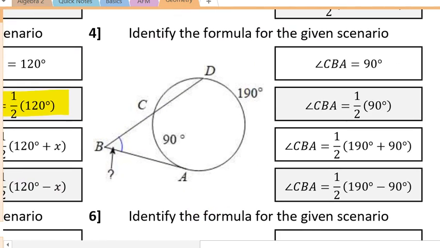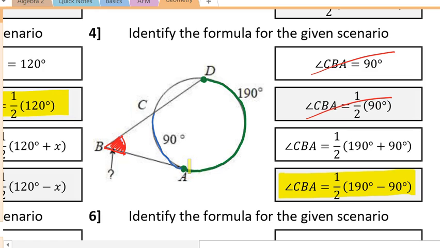Number 4, we see a scenario where our angle measure in question is outside of the circle. So we can immediately eliminate the first 2 options because we know our formula relates to half, very similar to all the formulas we've had so far, but it involves taking the 2 arcs that we intercept, this 90-degree arc and this 190-degree arc. Well, how is this angle measure related to these 2 arcs? Well, since we are outside the circle, we are in fact going to subtract the 2 arc measures, the bigger arc minus the smaller arc, 190 minus 90. Taking half of that gives me angle CBA.